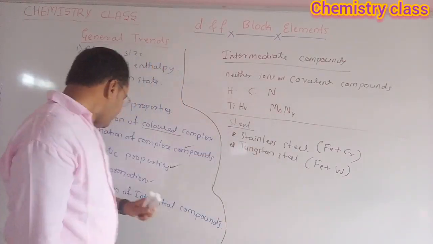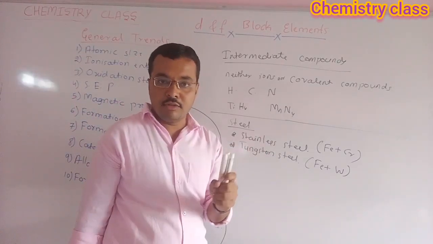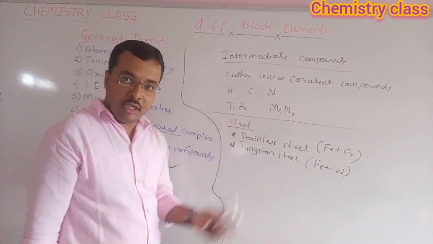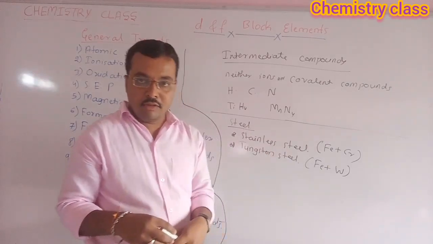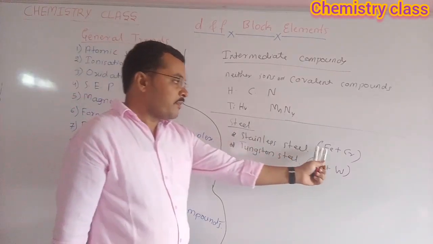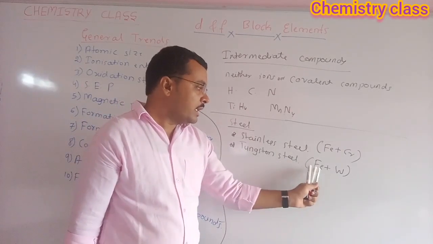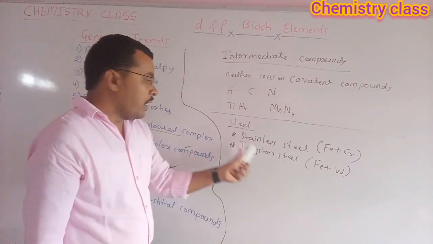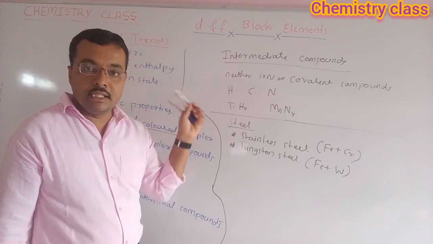And next one, alloy formation. Alloys are solutions which have a solid in a solid. It means one solid metal is distributed among another solid. This type of solution is called an alloy. Example, stainless steel: iron distributed in chromium. Another one is tungsten steel, that is iron distributed in tungsten. These are types of alloys. These are some of the periodic trends or periodic properties of the D series of elements.